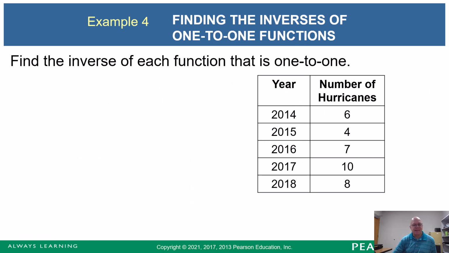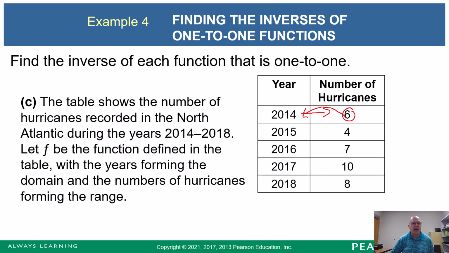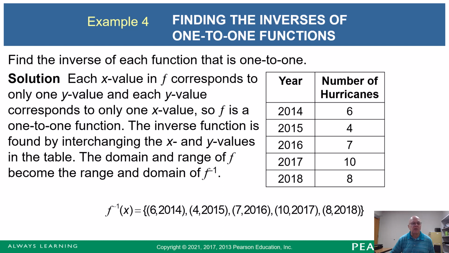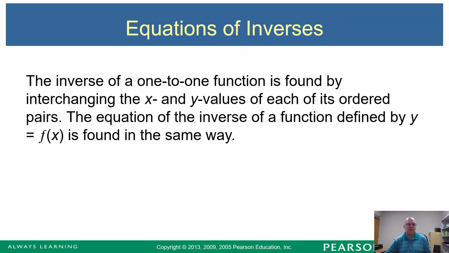Now here's a semi-example. We've got a function here. Notice that every year we've got a certain number of hurricanes. It's a function. And also notice that for this collection of years, if we take the number of hurricanes, we always get it paired with a unique year. So it's one-to-one. And we can reverse those like this, and we've got the inverse function. It's an inverse of the original, and it's one-to-one.